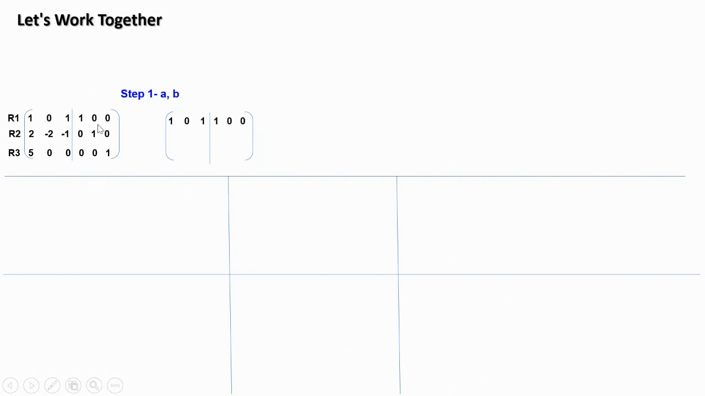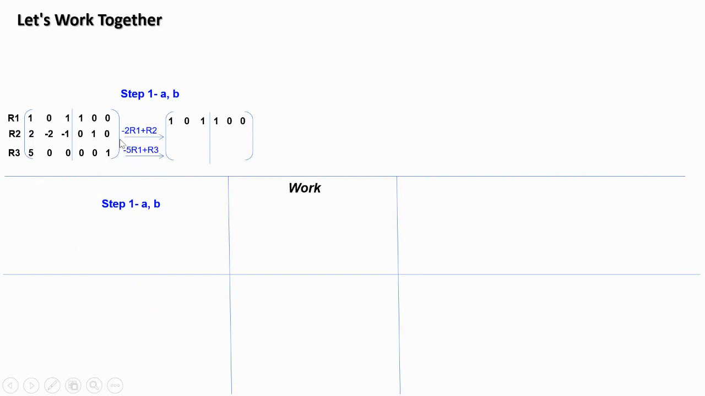So step 1, we're going to keep row 1. The second row has to change because the 2 has to be a 0. And the third row has to change because the element 5 also has to be a 0. So now I'm going to multiply negative 2 times row 1 and add it to row 2. I'm going to multiply negative 5 times row 1 and add it to row 3. And here's my work.